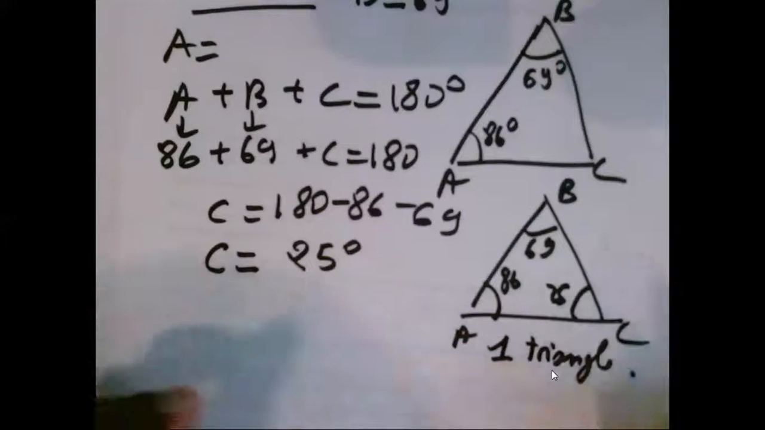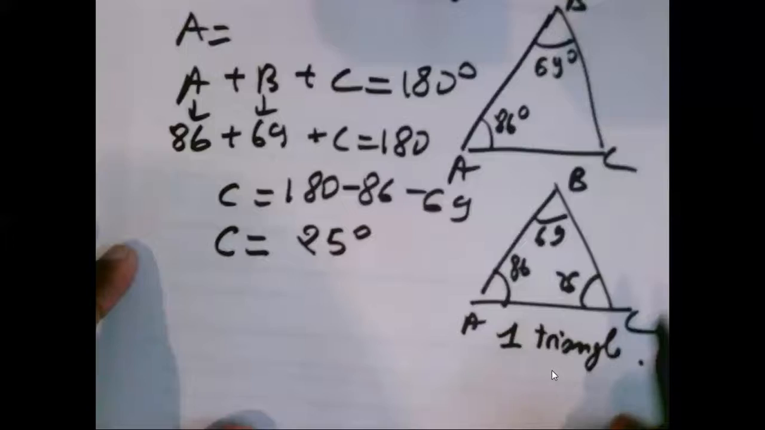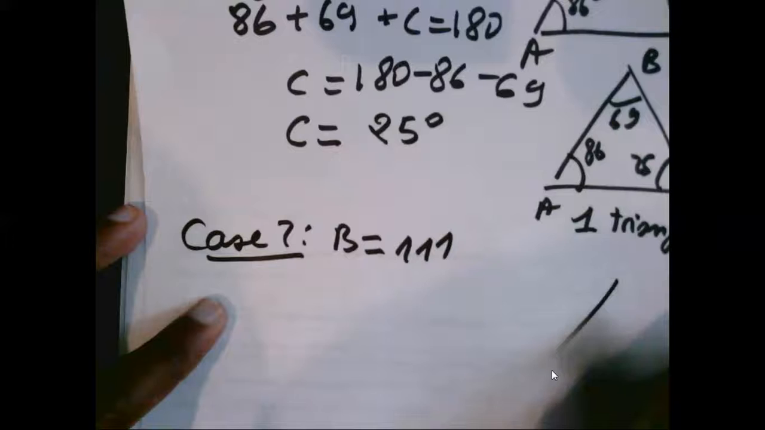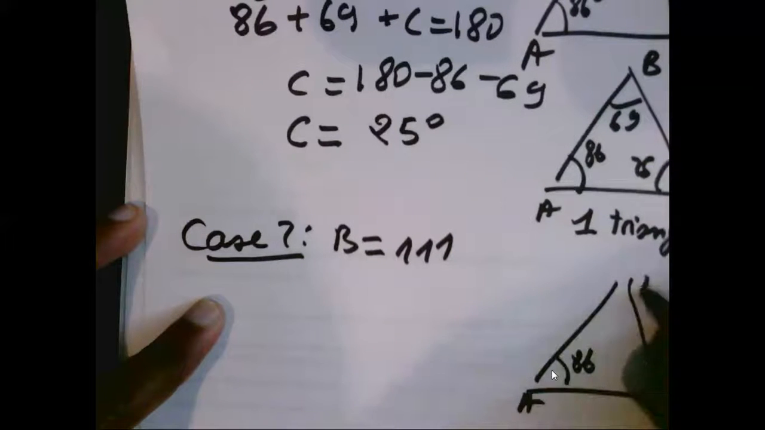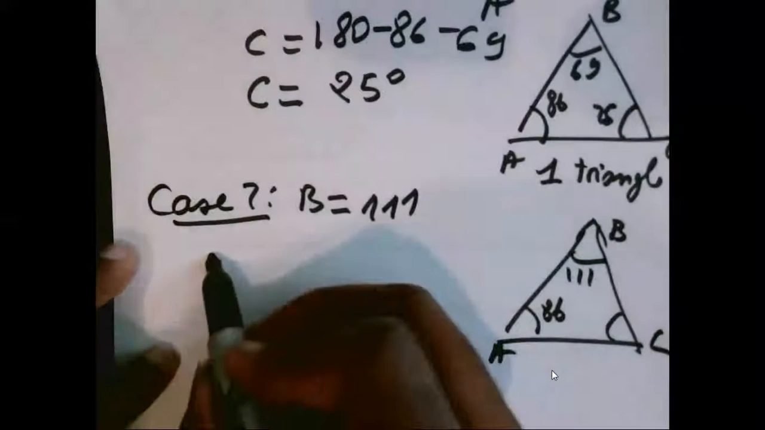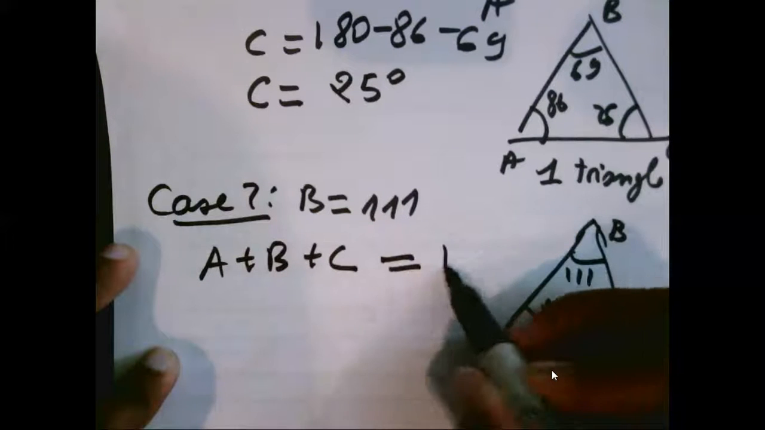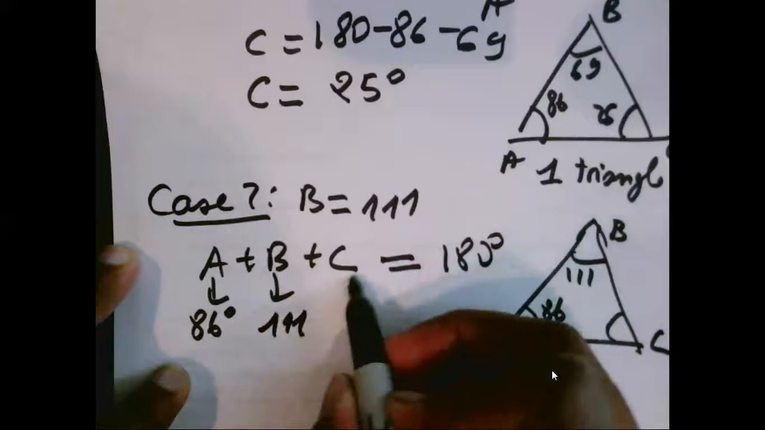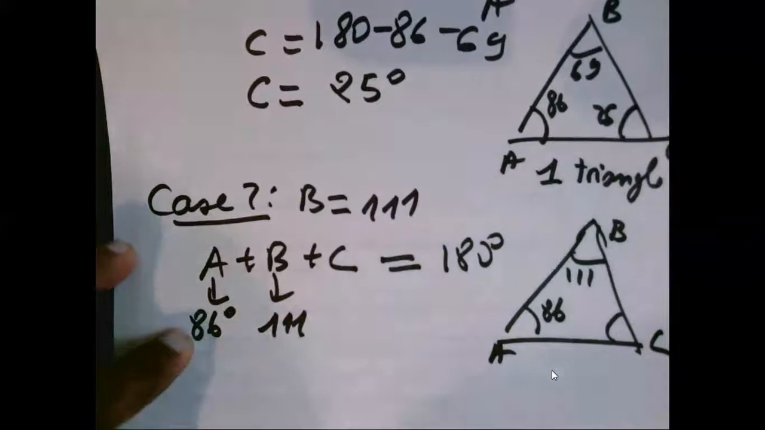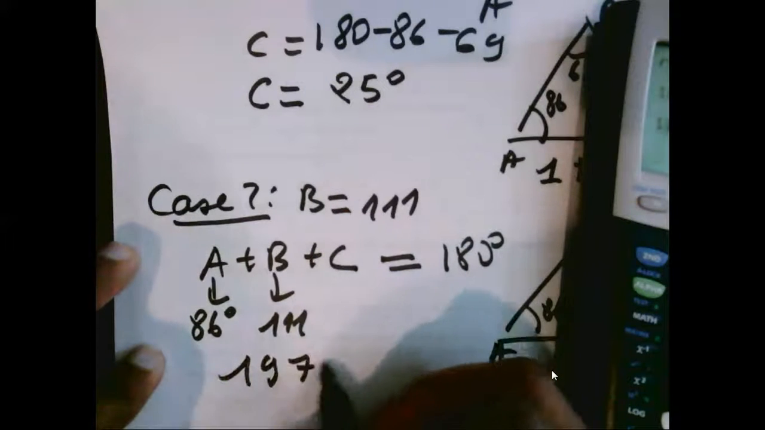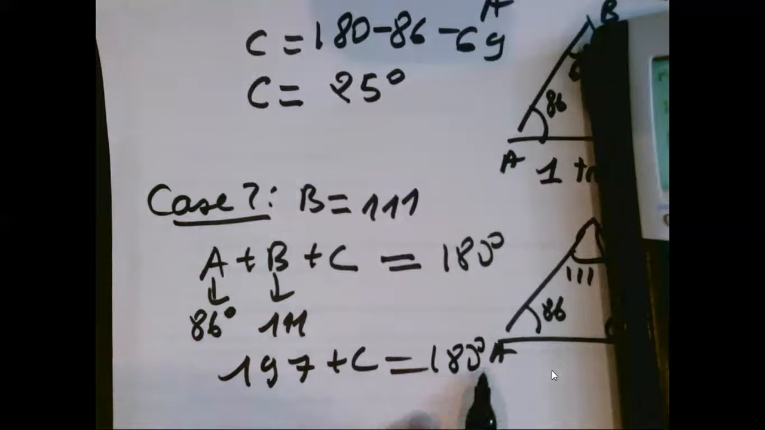Now let's see what happens if B is equal to 111. Case 2: B is equal to 111. This is A, 86 degrees, this is B, and we need to determine C. I know that A plus B plus C is supposed to give me 180 degrees. A is 86 degrees and B is 111. But the problem is that 86 plus 111 is 197, and 197 is already exceeding 180 degrees.